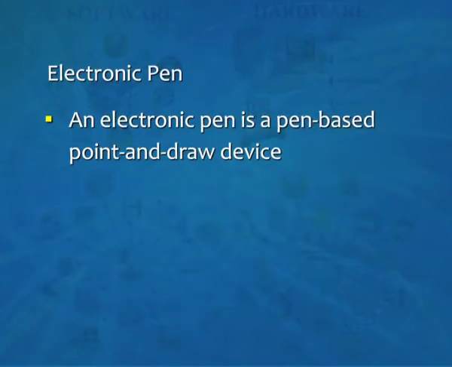Electronic pen. An electronic pen is a pen based point and draw device. Light pen. Computer aided design applications use light pens quite frequently. For example, a user can draw on the screen directly with a light pen. By using a light pen with a keyboard, CAD applications allow users to select different formatting options for colors and line thicknesses, reduce or enlarge drawings and add or erase graphics objects such as lines, rectangles, etc.